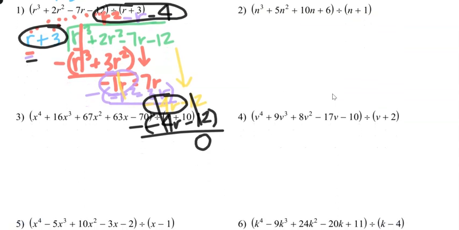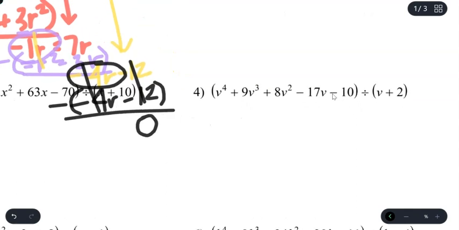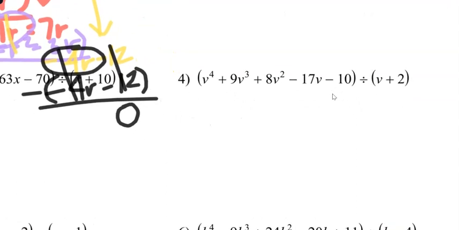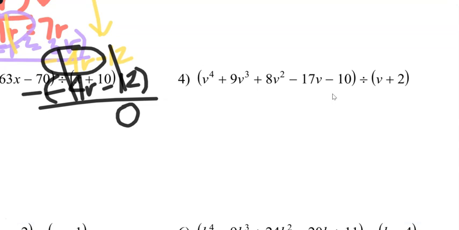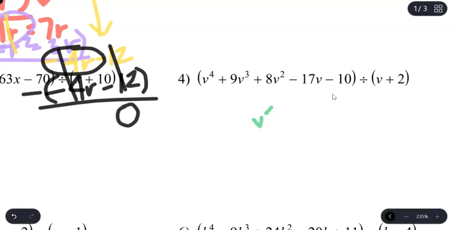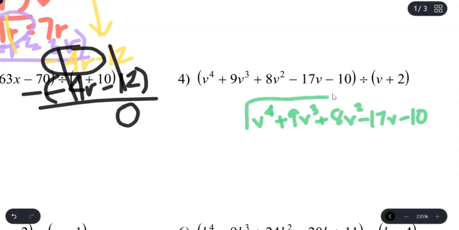Number 4, we have a 4th degree term, and I'm going to blow this up a little bit. So we're going to do the same thing that we did a while ago, and I'm going to put v to the 4th plus 9v cubed plus 8v squared minus 17v minus 10 underneath. And I'm going to divide that by v plus 2.